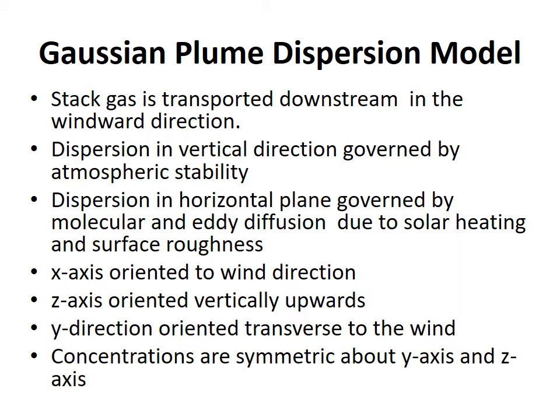If the atmosphere is unstable, the pollutant that is being emitted will get completely dispersed into the atmosphere by moving upwards. If the atmosphere is neutral, the gas that is emitted will remain at the same level without moving upwards. And if the atmosphere is stable, the gas that is emitted will try to come vertically downwards.